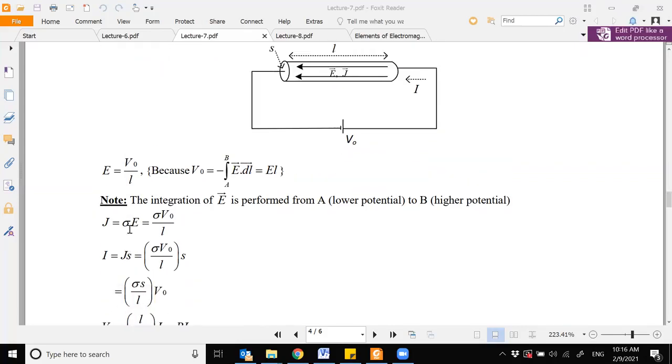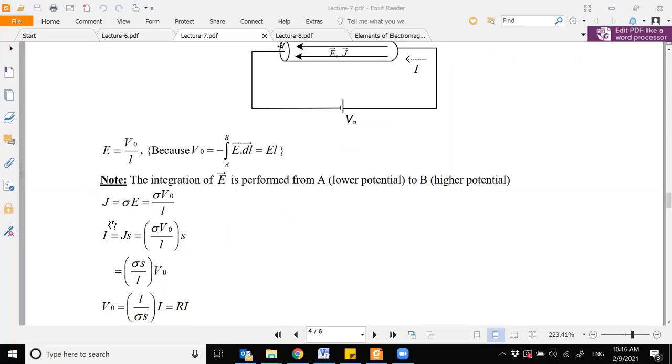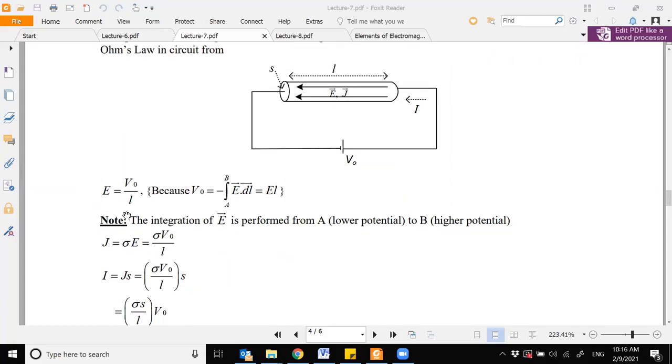Now, this is the note which I have written, and I have just now emphasized: the integration of the electric field is always performed from the lower potential to a higher potential. So lower potential is A, higher potential is B. So this A in the expression is the lower potential, and B in the expression is the higher potential. In our case, this is the lower potential and this is the higher potential.